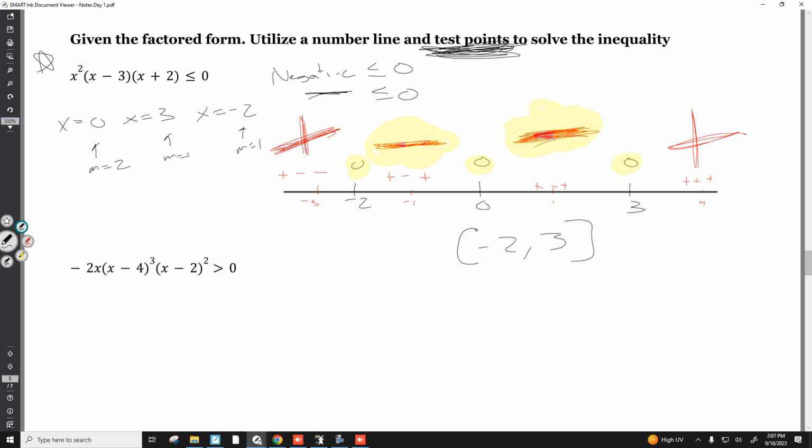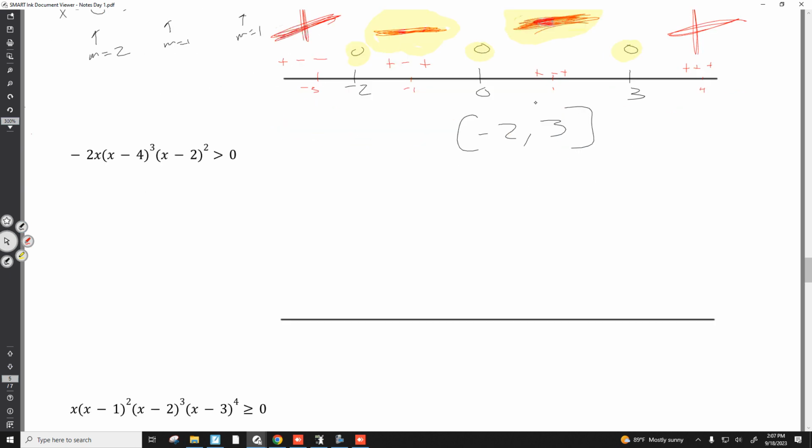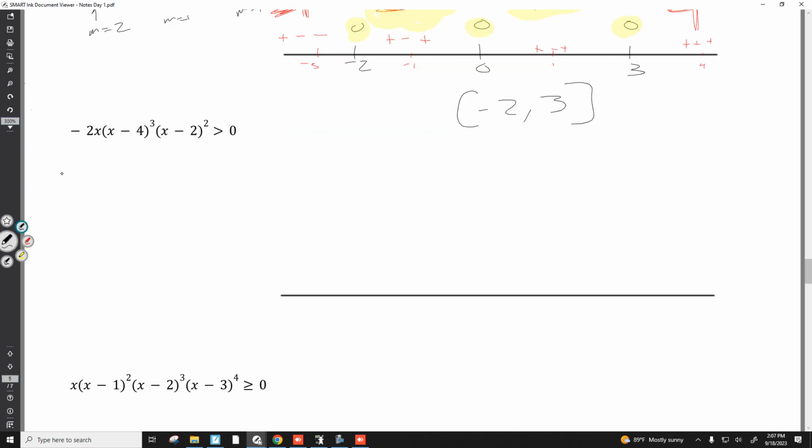Make sure you write your test points nice and small. Focus on your zeros. The test points are just like tiny little values that we're testing. Tiny little test points. Don't get yourself confused if you're writing big numbers all over the place. Okay? Tiny little test points.